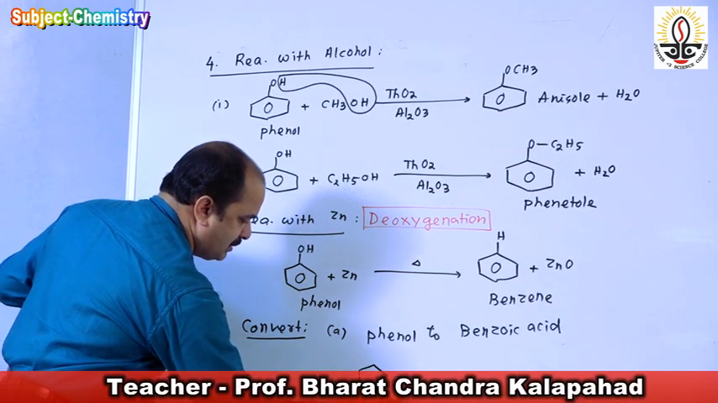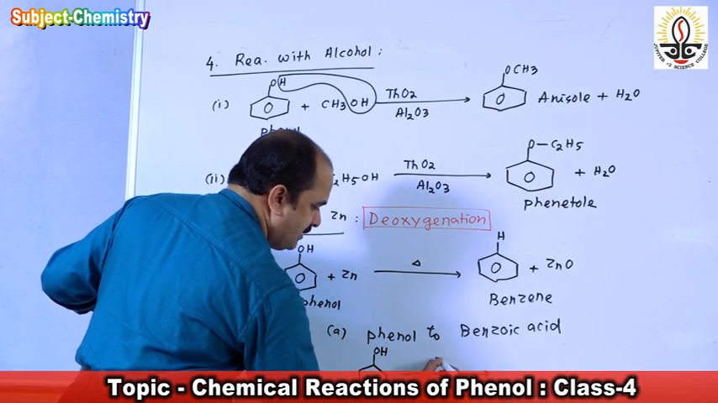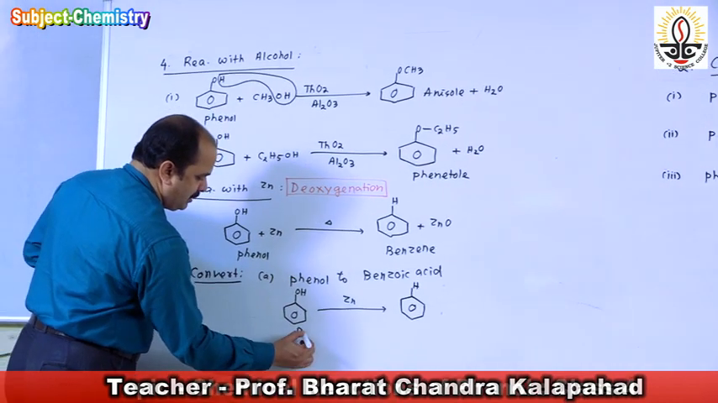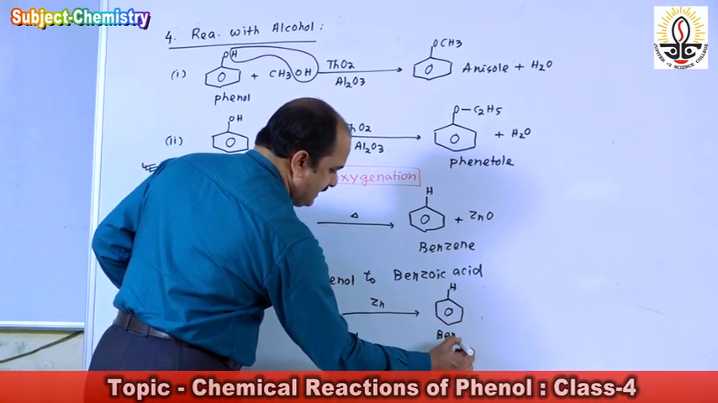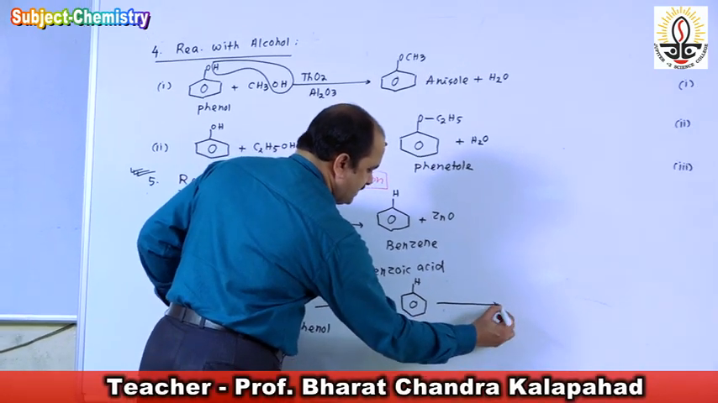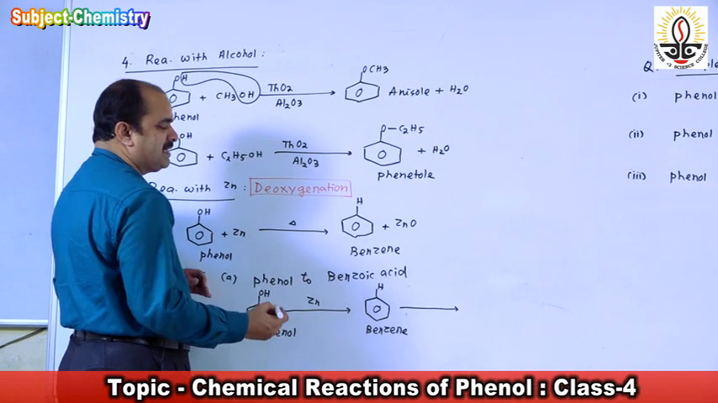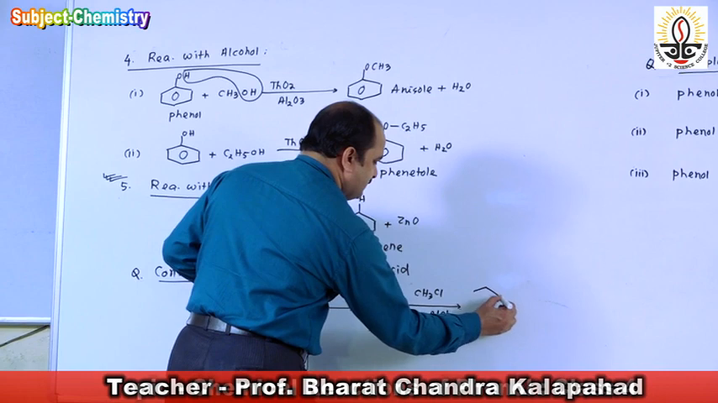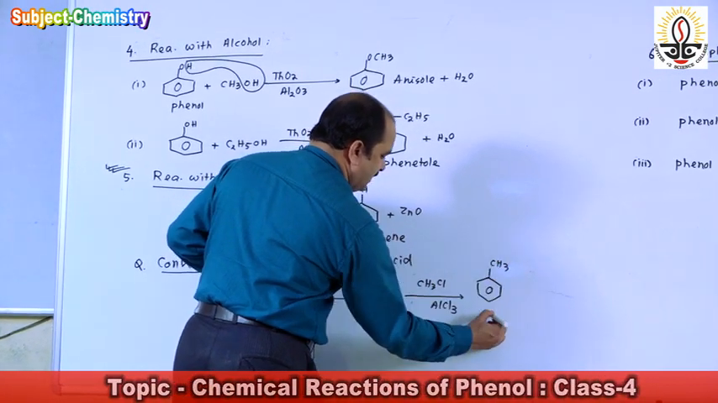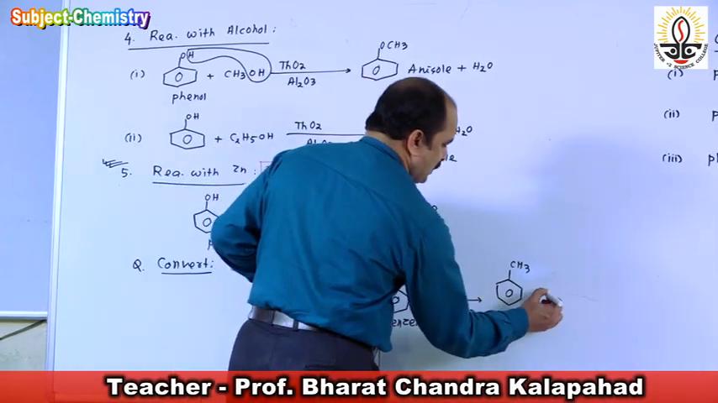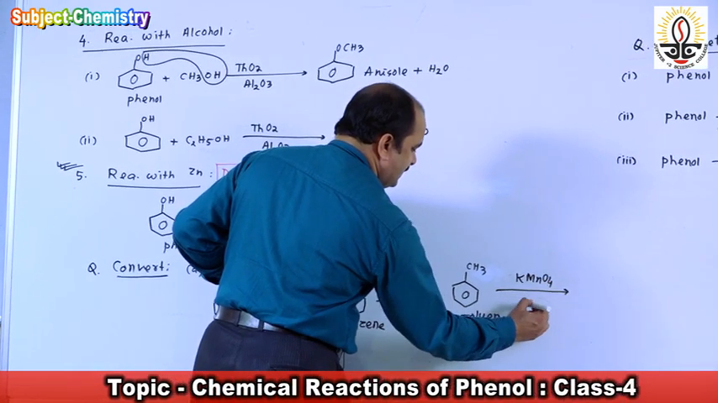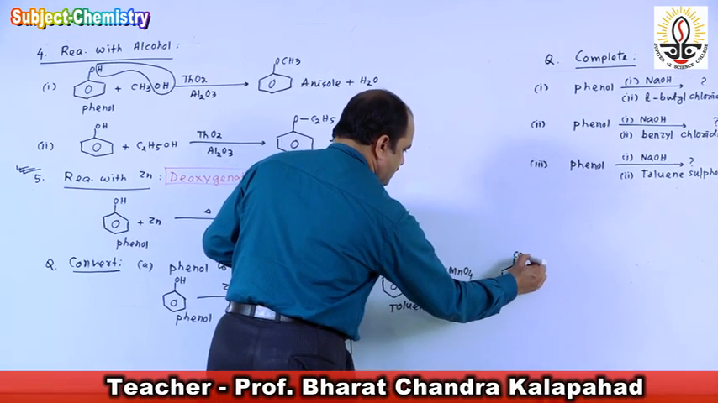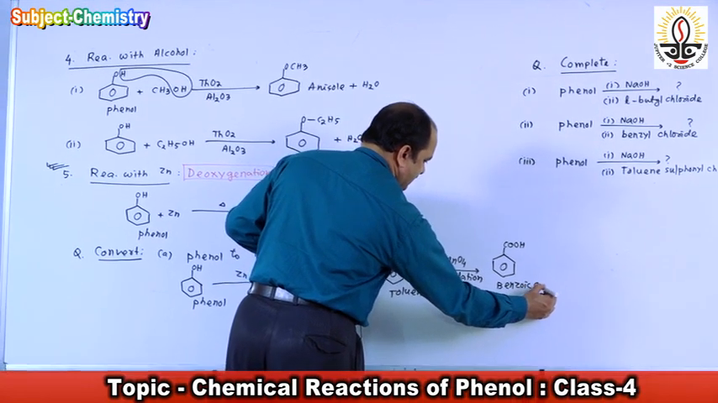So first phenol is converted to benzene. We take phenol and mix zinc. The process is known as deoxygenation. We get benzene. So phenol when heated with zinc gives benzene. As benzoic acid is our aim, we introduce a CH3 group by Friedel-Crafts reaction. We add methyl chloride in presence of AlCl3, Friedel-Crafts alkylation. It gives toluene, and toluene undergoes alkaline KMnO4 oxidation. The final product will be benzoic acid.